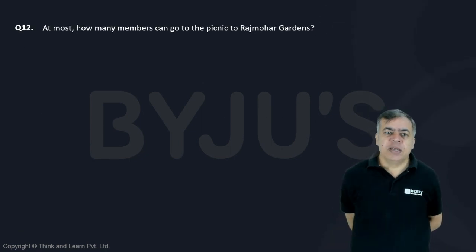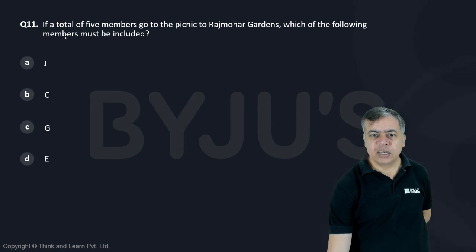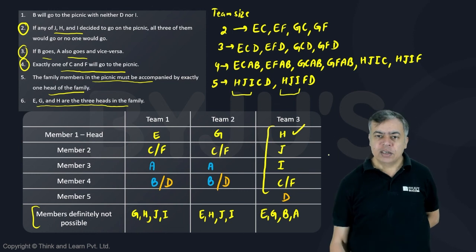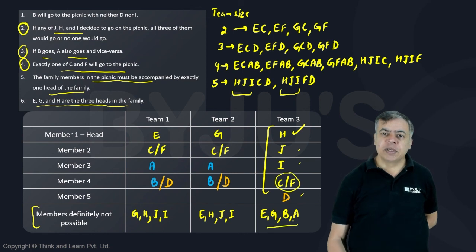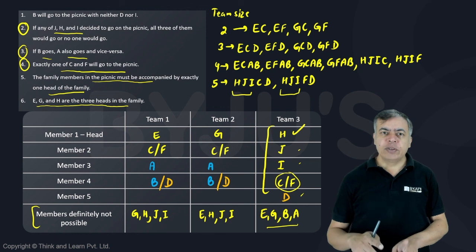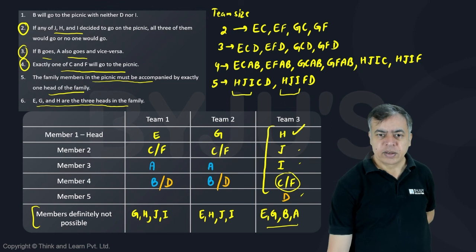Now at most how many members can go to the picnic to Rajmahal? At most we know that 5 members. This we have seen that at most team size is 5. You cannot have more than 5, because out of C and F you will take only 1. So here see 1, 2, 3, 4, and out of these 2, so 4 and 2, 6, 6 and 4, 10. So we have written all the members, there is no member left. Out of the 10 members, 4 cannot be there in team 3, and out of C and F you can take only 1. So there can be a maximum team size of 5 only.